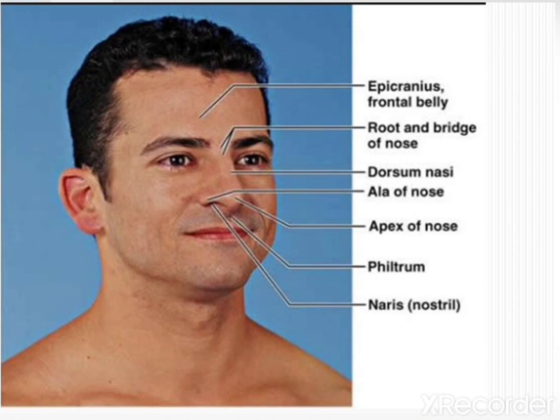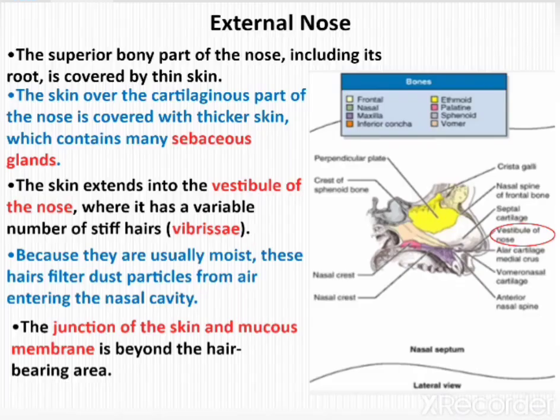So here you can see epicranius or the frontal belly of the frontoccipitalis muscle, root and bridge of the nose, dorsum nasi, ala of the nose, apex of the nose, the philtrum region, and the nares or the nostril.